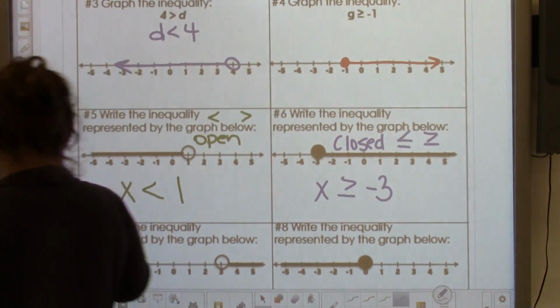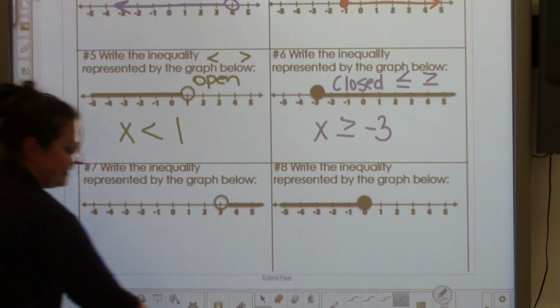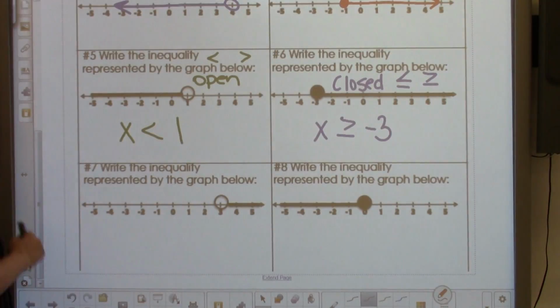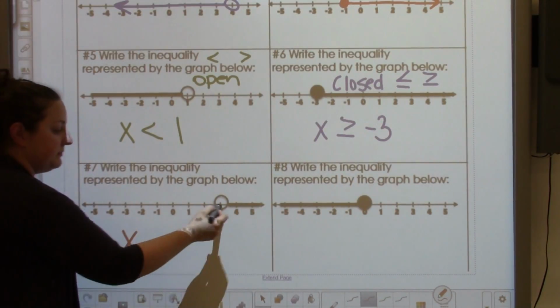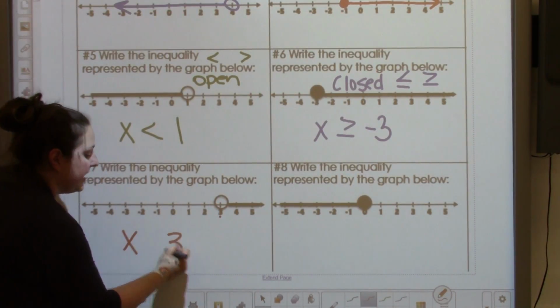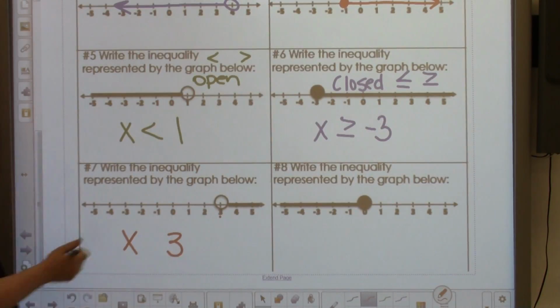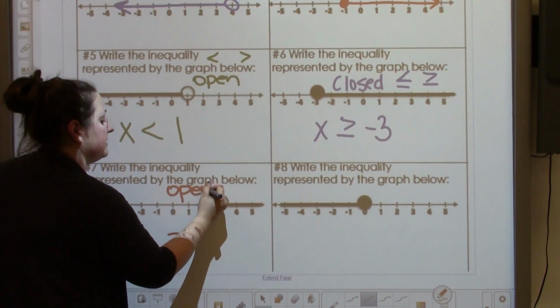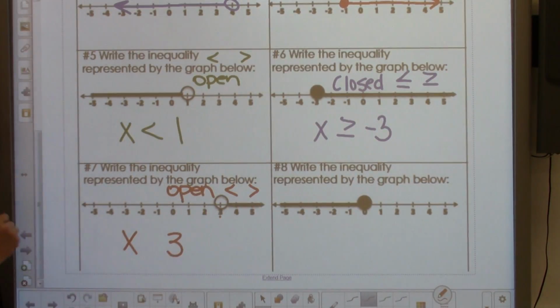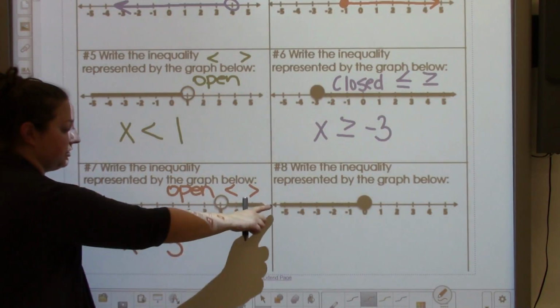All right, guys, I promise we're almost done. Last 2. All right, again, we have a variable. We find the number that the circle is at. It's an open circle, so we only have 2 options, less than or greater than. The numbers filled in are larger than 3.